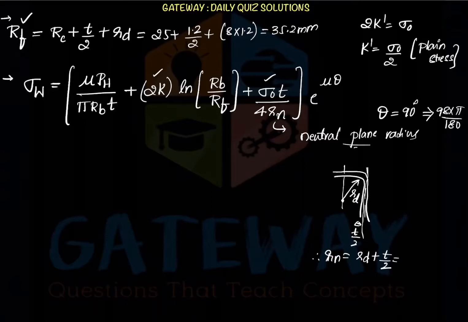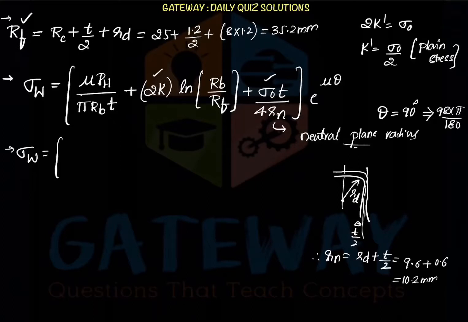Therefore our neutral plane radius will be Rn is equal to RD plus T by 2. Once we calculate, RD was nothing but 8 times the thickness, nothing but 9.6 mm, plus T by 2, 1.2 upon 2 is 0.6, that comes out to be 10.2 mm. So all the values were known. We'll simplify all the values here.